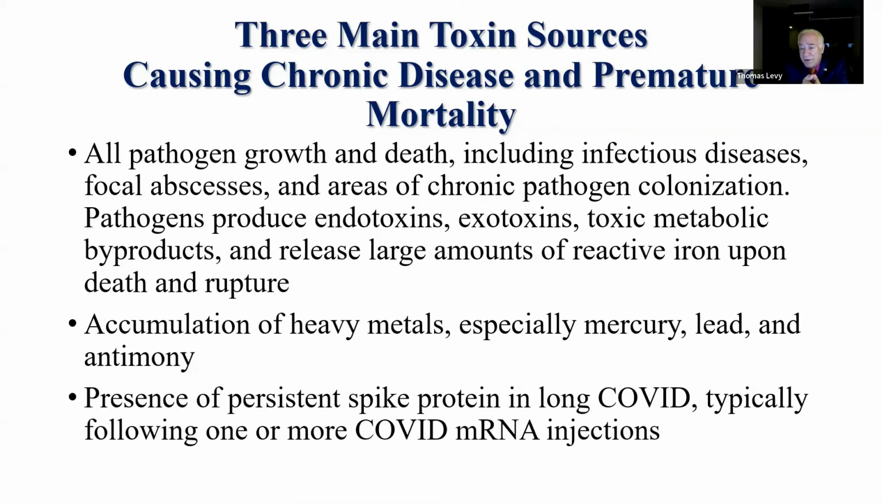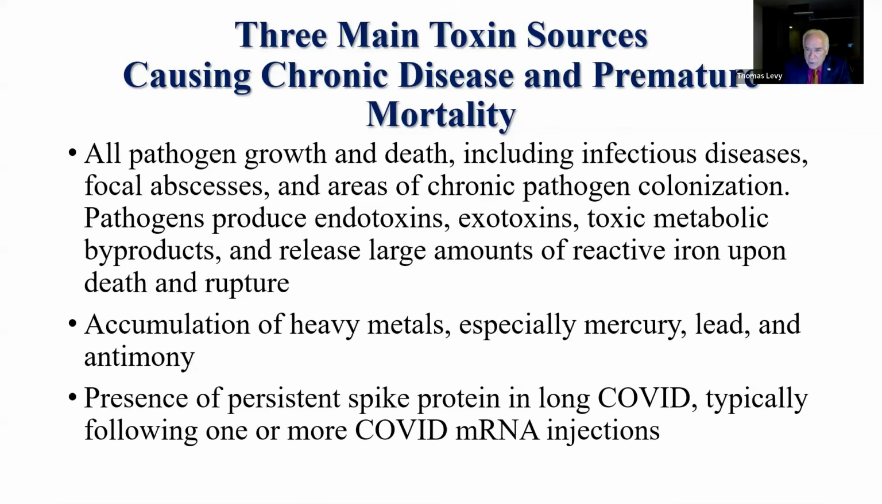Number two is accumulation of heavy metals. It's incredible and still not even minimally recognized how many people, especially those with heart disease, have enormous concentrations of mercury, lead, and antimony in their heart, especially mercury and especially antimony, which comes primarily from liquids, water, carbonated beverages in plastic bottles, because the plastic was made with antimony.